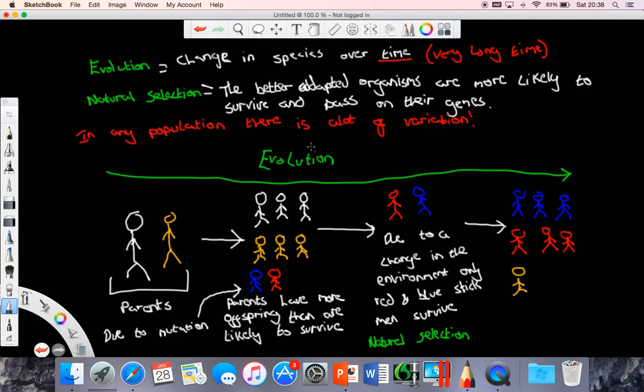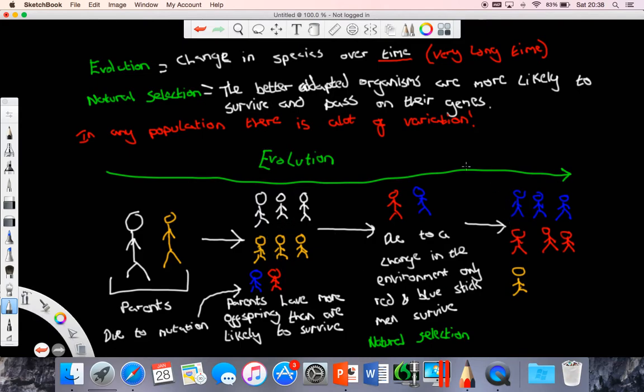Okay? In fact, it is evolution by natural selection. So, whenever you have an exam question on evolution by natural selection, you should always start to say that parents have more offspring than are likely to survive, 1 mark. These offspring show variation. This could be due to genetic, environmental, or mutation.